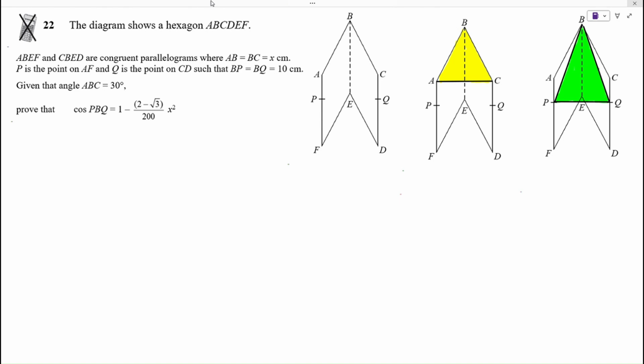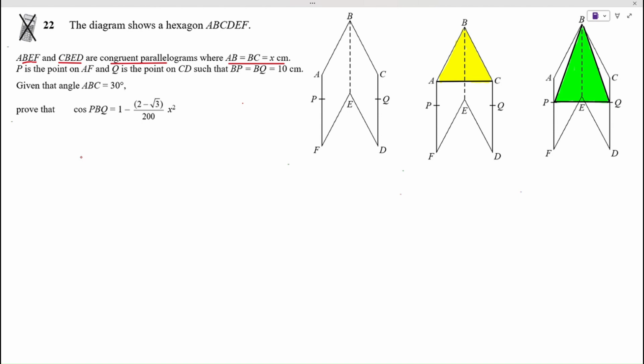In this video, we'll be going over a GCSE question. Now let's look at our question. The diagram shows a hexagon ABCDEF. ABEF and CBED are congruent parallelograms where AB is equal to BC, which is equal to x centimeters.